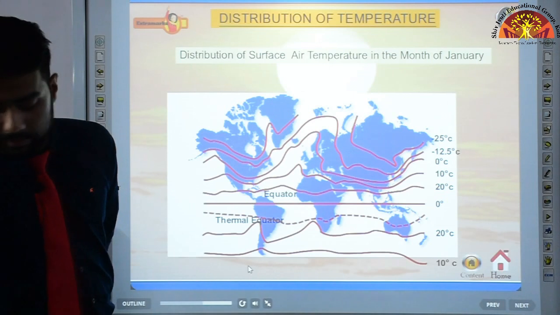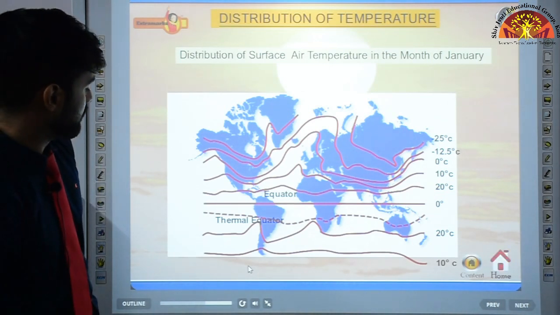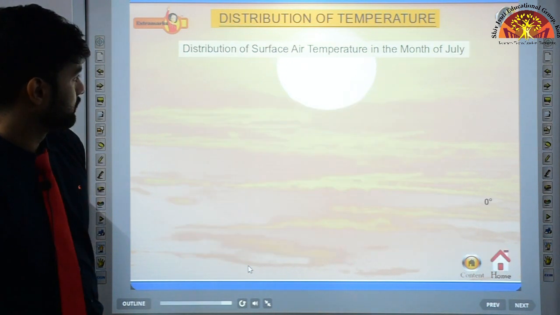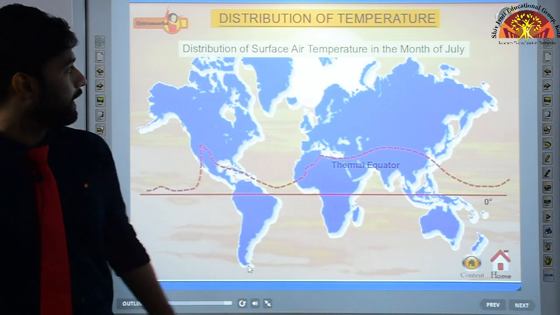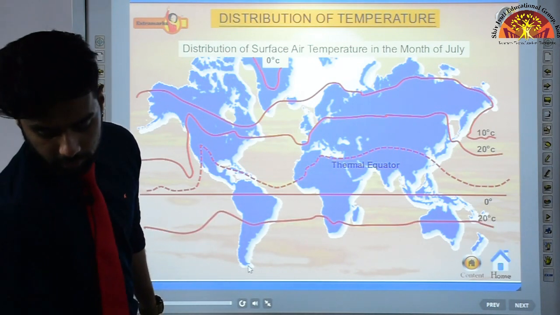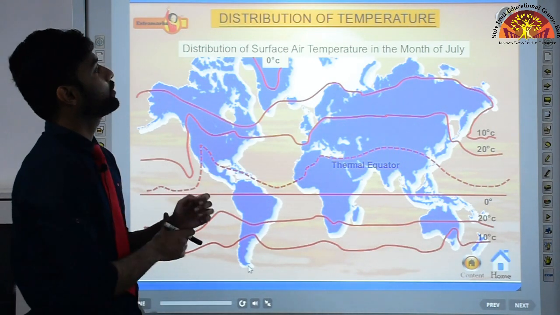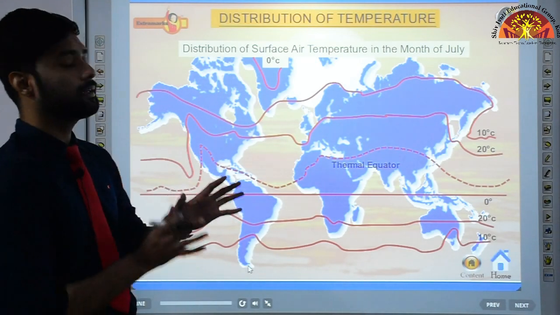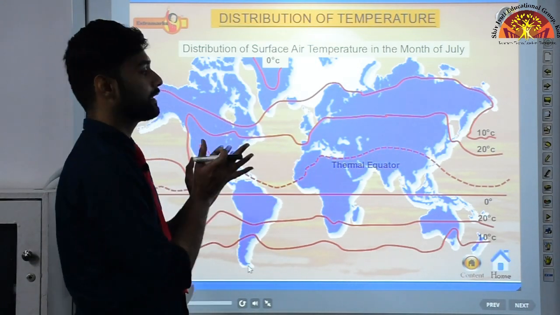Okay, now the next one is the month of July. The next diagram that we have. Okay, now this is the next diagram. You can find this diagram on page number 80 of your book. That is the distribution of surface air temperature in the month of July. Now in July, again, the entire process is inverted. The entire process is reversed.